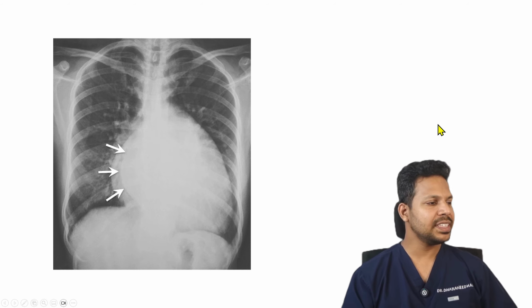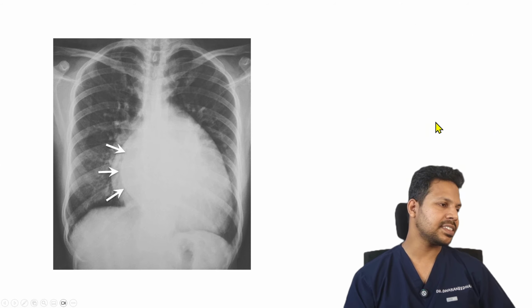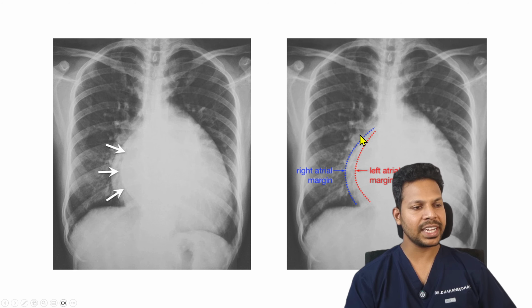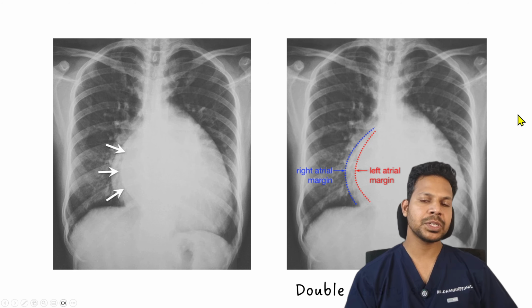What you can see in this image is a double density sign. You can see here is the right atrial margin and here is the left atrial margin. Both the atria are overlapping one against each other. That is why two densities can be seen distinctly. See here, this is called the double density sign because of enlargement of the left atrium.